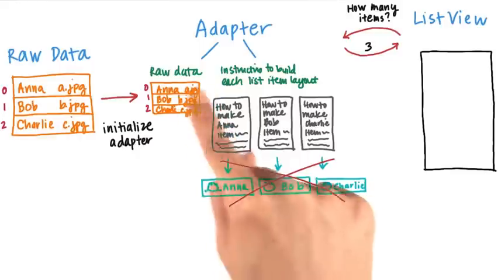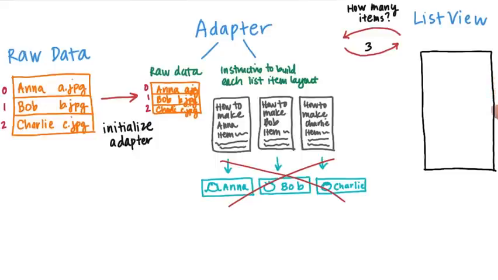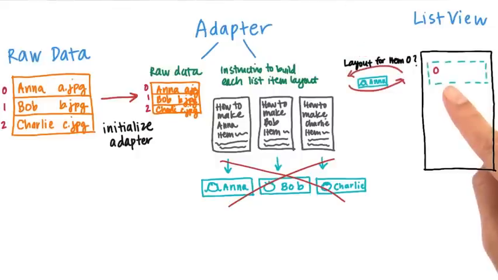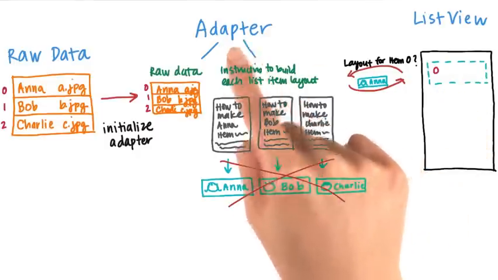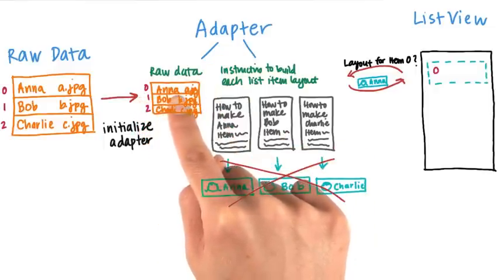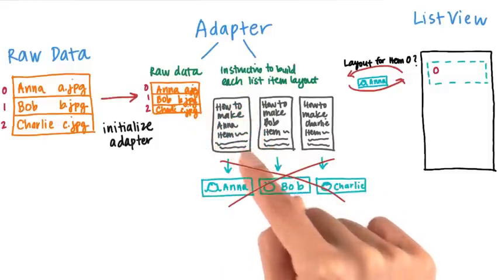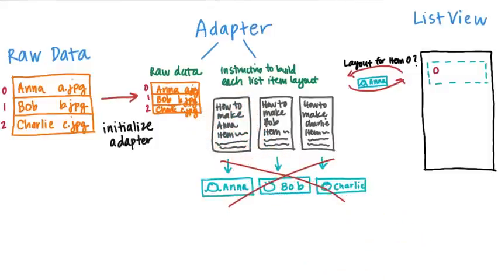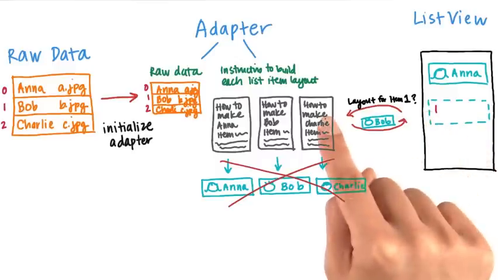And the adapter will check that in the dataset there's 3 items, so it will return that to the list view. Now the list view knows that it will have to populate itself with 3 list items. Now the list view starts at position 0 and asks for the list item layout located at that position. It goes back to the adapter, and the adapter checks that at position 0 we have the contact Anna. The adapter knows how to create a list item layout from the contact Anna, so it goes ahead and does that, and then we return it to the list view. And now we see that the Anna list item is located at the 0th position in the list. Next, the list view wants to get the item at position 1, so it asks for the layout from the adapter.